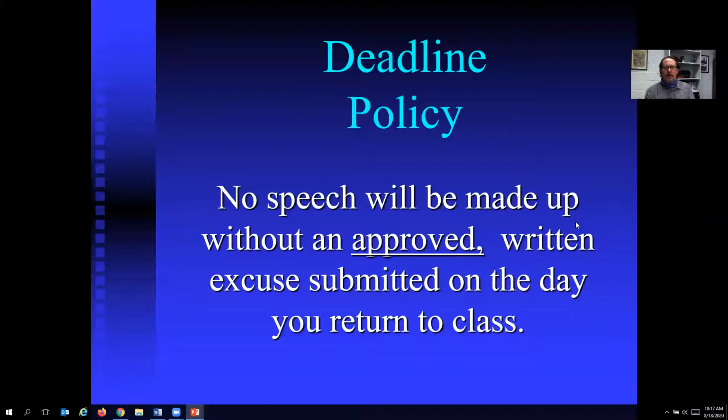All right, so deadline policy. No speech will be made up without an approved written excuse submitted on the day you return to class. Now, that's primarily focused on campus classes and campus attendance. For your very first speech, you'll be submitting it by the deadline, September 5th. But for your next 2 speeches, the informative and persuasive, you'll have an assigned class delivery day, and you'll know well in advance when that speech is due.